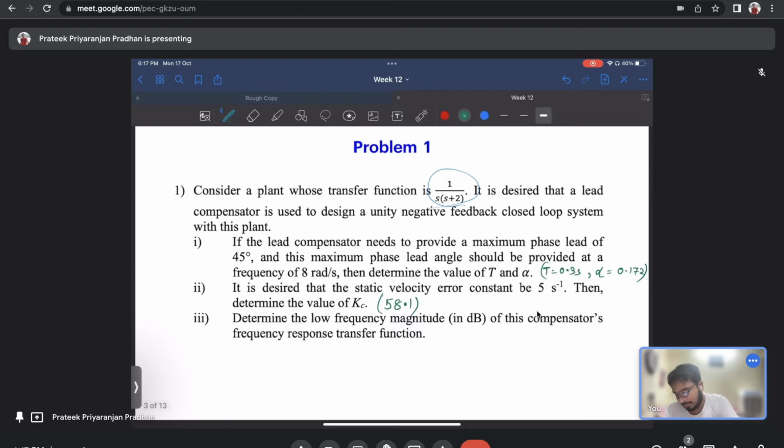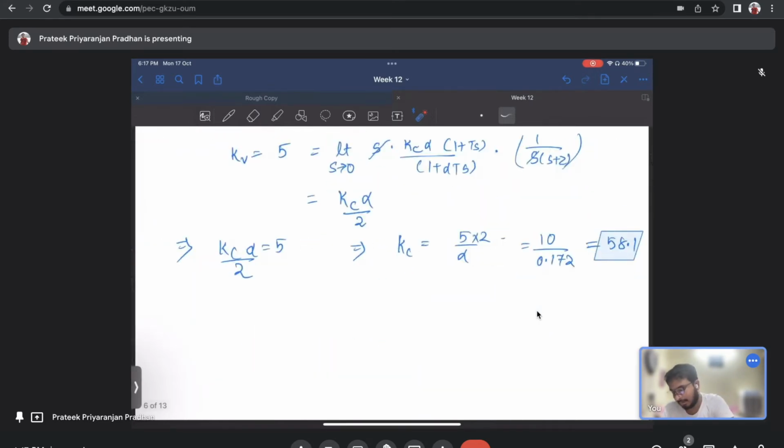Then determine the low frequency magnitude in dB in this compensator frequency response. So what do you mean? Let me change the pen color. What is the open loop transfer function? It's Kc alpha into (1 plus Ts) whole divided by (1 plus alpha Ts).